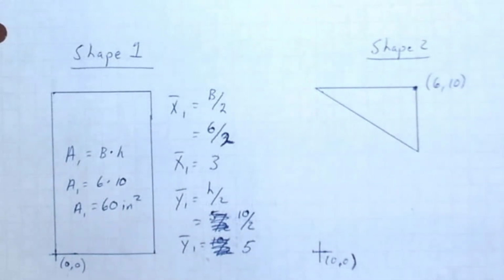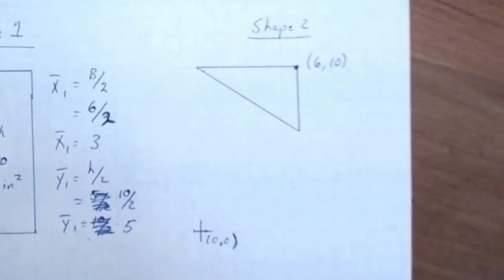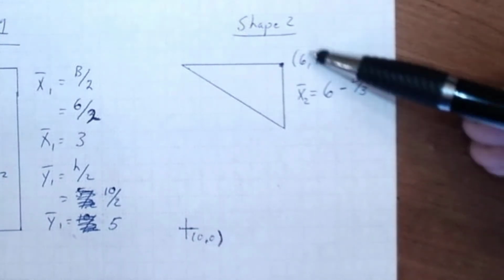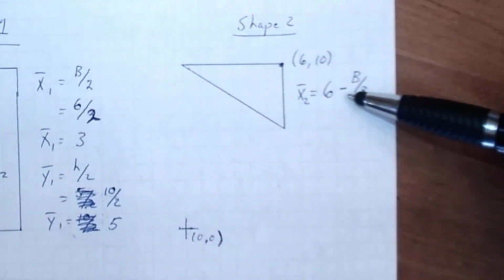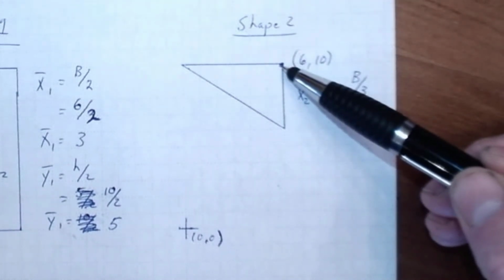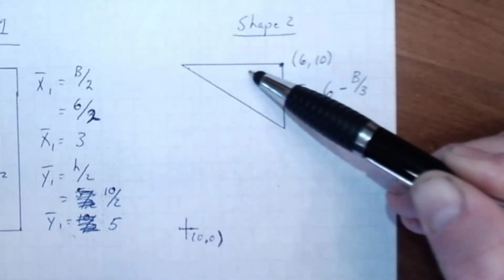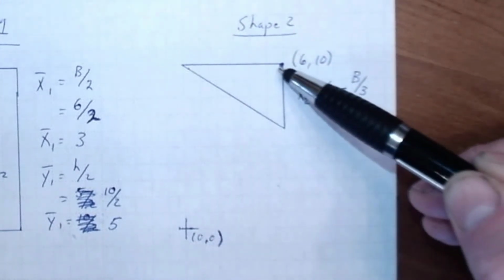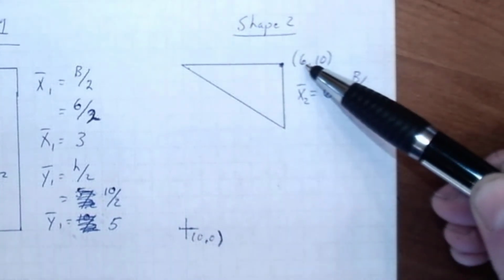Okay, so that is the location of that, and then we will use our x bar formula to move from that location. So x bar of shape 2, we take 6, our location of where we're at, and we're going to subtract base divided by 3, because when we are right here on our formula, our centroid is going to be base divided by 3, but back in a negative direction from 6. It's going to be closer to the 0, 0 than the 6 inches.